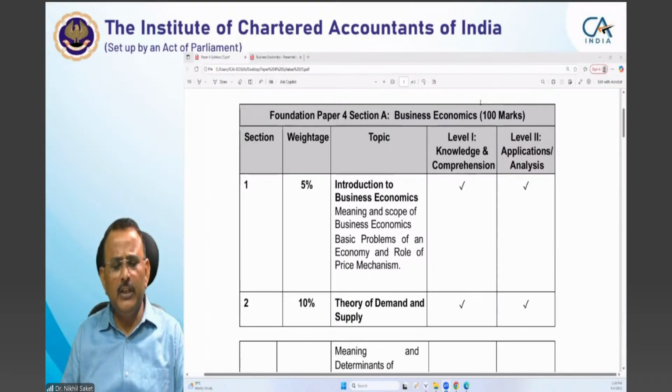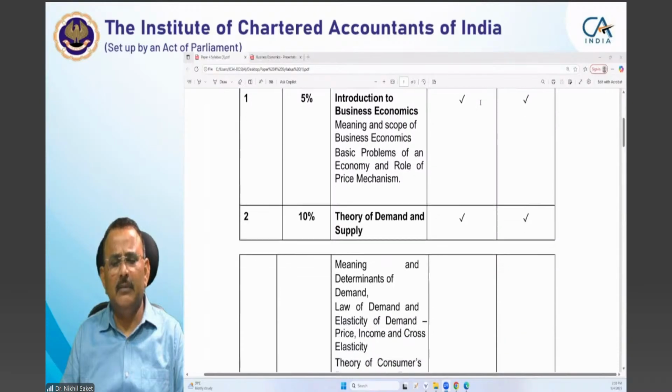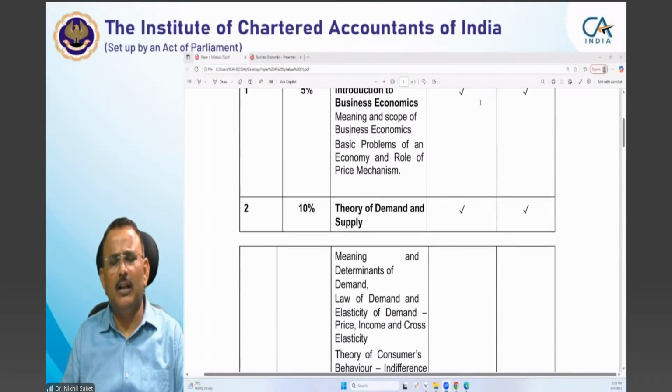Now in Unit 2, which is an important part of your whole syllabus, we talk about demand and supply. Demand and supply is again a core of economics. Generally, it also carries a weightage of 10%. So a lot of questions from this unit come in the examinations.